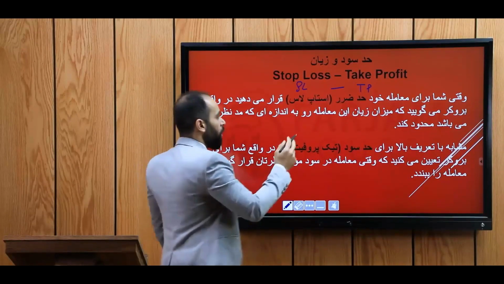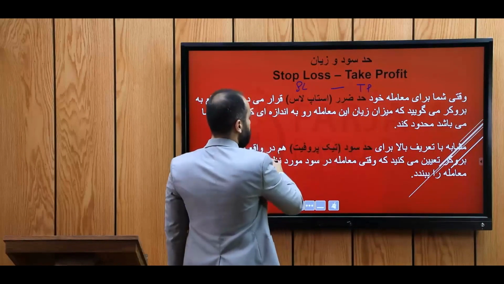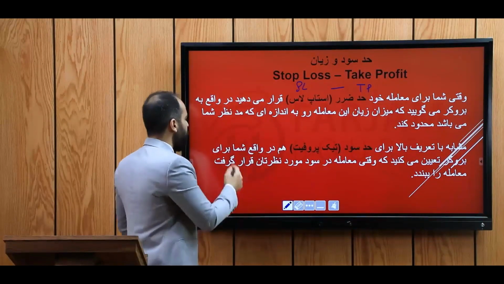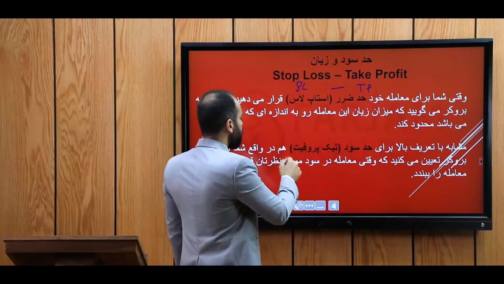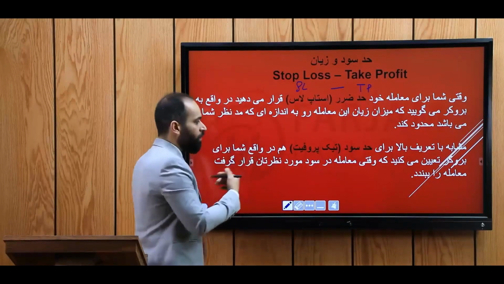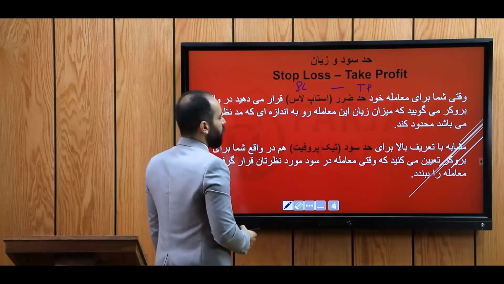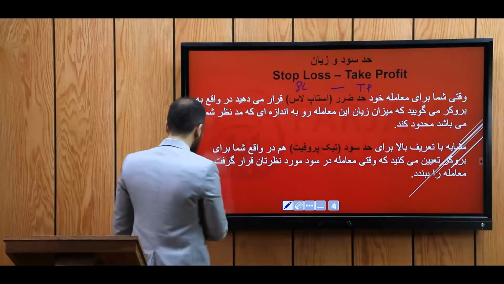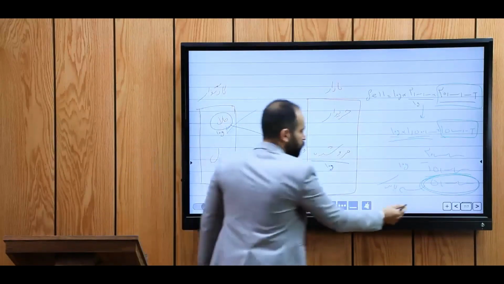Similarly, the definition for take profit or profit target is the same as above. Basically, we tell our broker that when the trade reaches our desired profit level, to close that trade and secure the profit. Let's look at another example together.